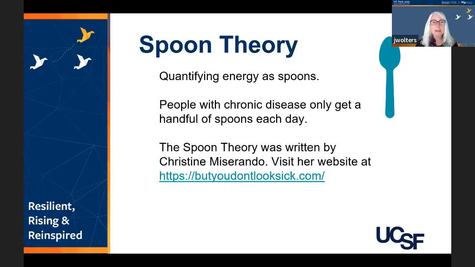If you want to read more about the spoon theory, I wanted to just read out one of the URLs. It's butyoudon'tlooksick.com. So keep in mind that this theory of spoons is going to help explain the limitations of chronic fatigue, chronic pain, and other complex illnesses. And as a simple method of pacing, people can actually manage their activity levels in order to prevent harmful overexertion.